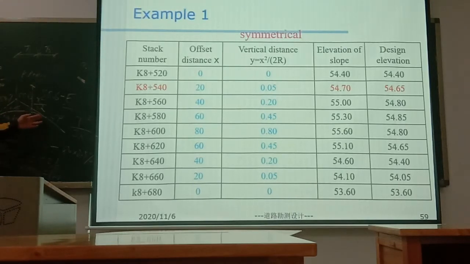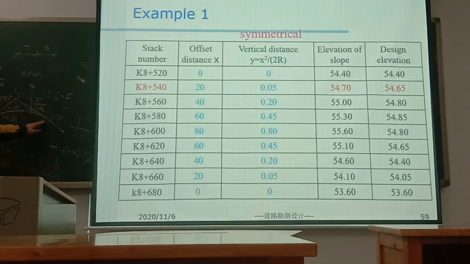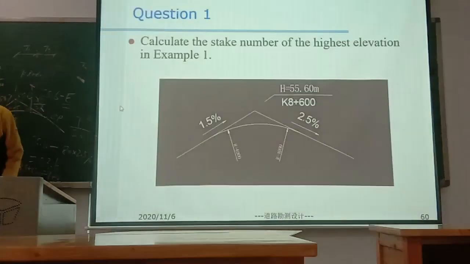Understand? So in this example, when the given point is on the right side, you can use any point to calculate because the x is 20. The distance x is between the end point and the given point. Okay, understand?